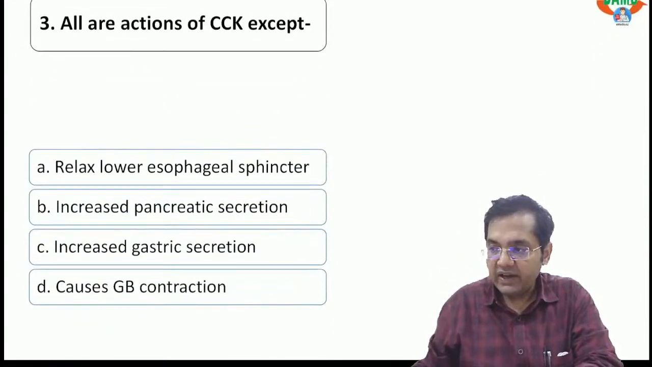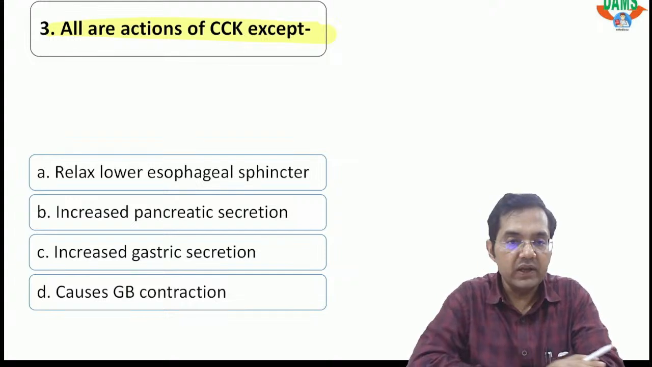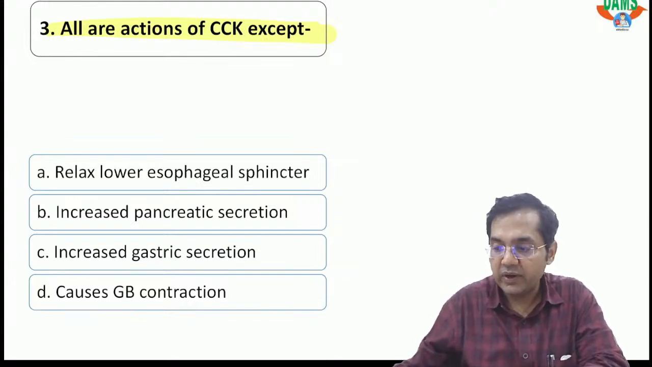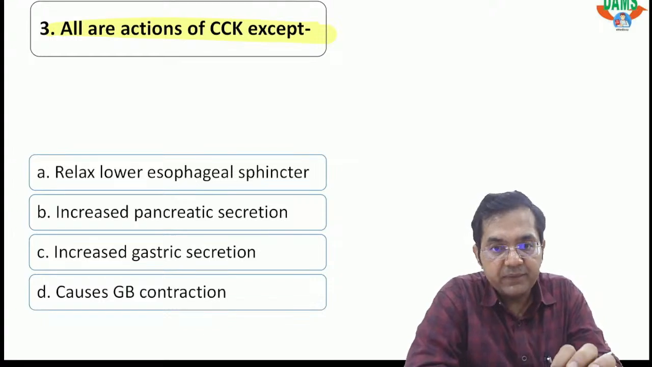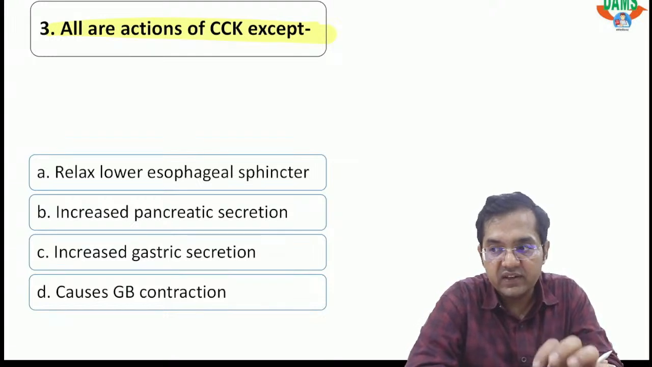All are actions of cholecystokinin except. That means what does the cholecystokinin not do, right? For basal electrical rhythm, it is just the recording of electrical activity of the gastrointestinal tract. Who are the pacemaker cells of GIT? Interstitial cells of Cajal, right? These are the pacemaker cells of GIT.